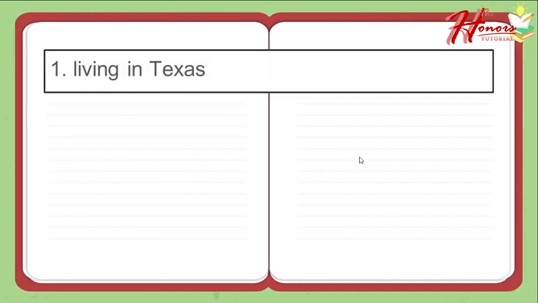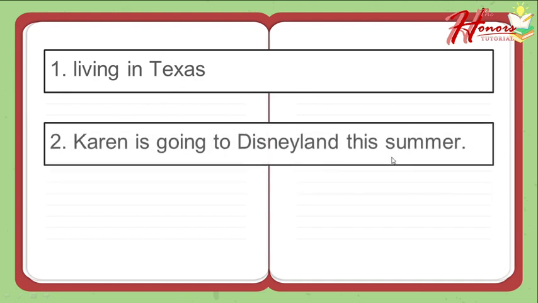Number 1. Living in Texas. What do you think? Is this a sentence or not? Okay, the correct answer is not. Very good. Second one. Karen is going to Disneyland this summer. What do you think is the answer? Is this a sentence or not? Okay, very good. This is a sentence.